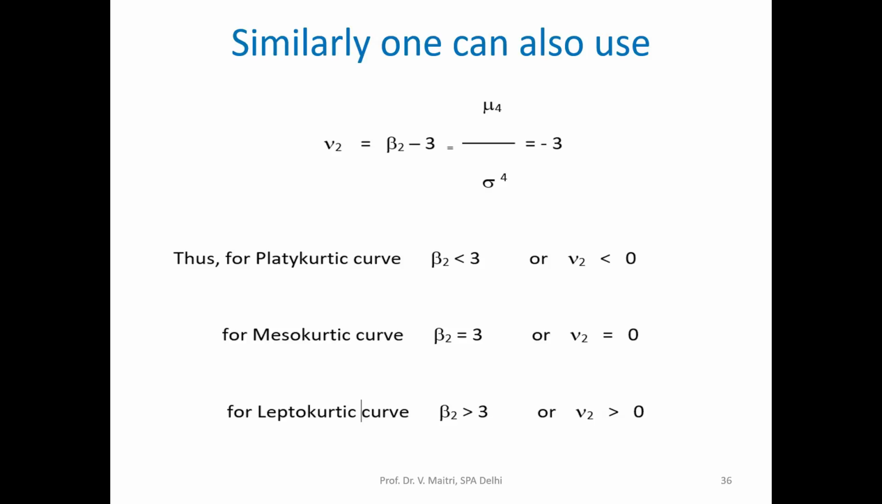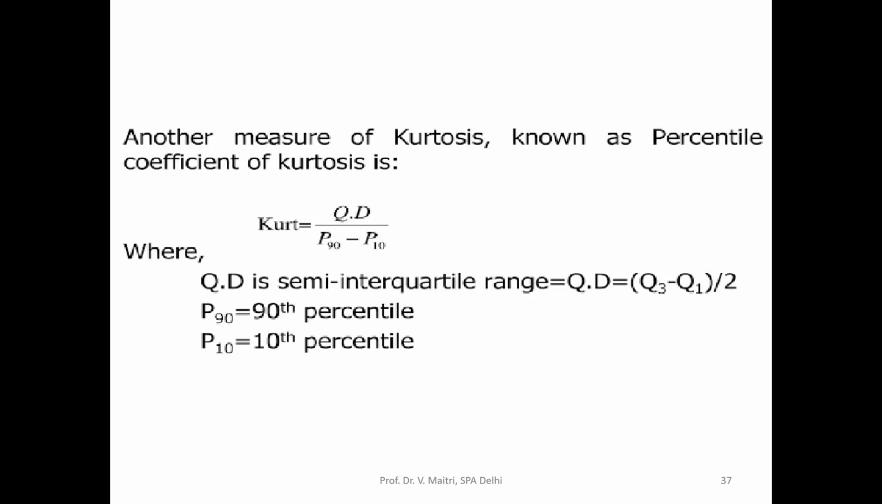Similarly, one can also use nu2. So nu2 is what? Beta 2 minus 3, that is mu 4 divided by sigma 4 minus 3. So for a platykurtic curve, beta 2 is less than 3, that is nu2 is less than 0. For a mesokurtic curve, beta 2 is equal to 3, that is nu2 is equal to 0. And for a leptokurtic curve, beta 2 is greater than 3, that is nu2 is greater than 0. Now that's how we can calculate the kurtosis.